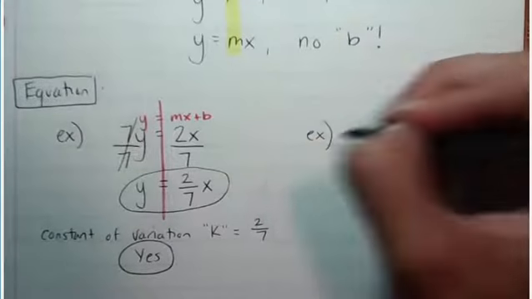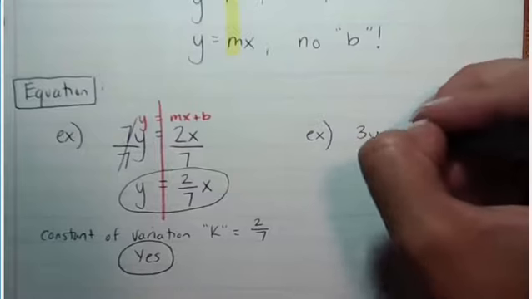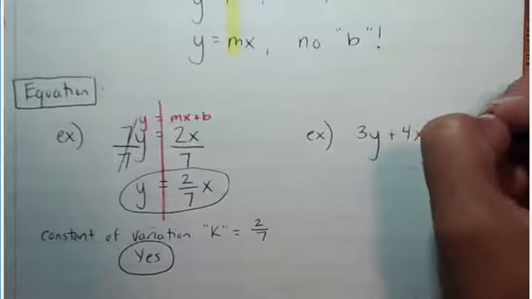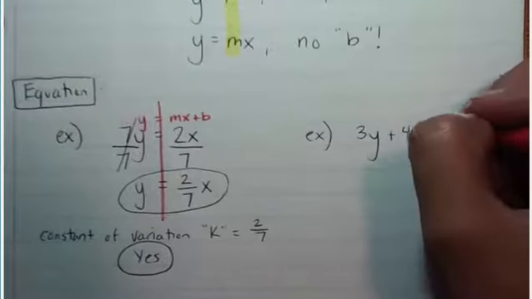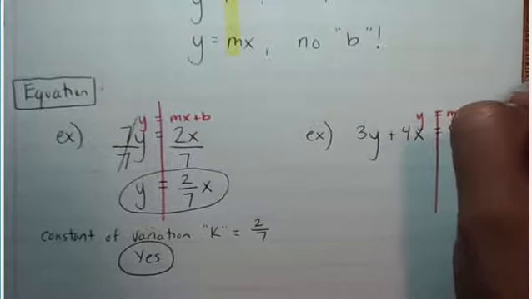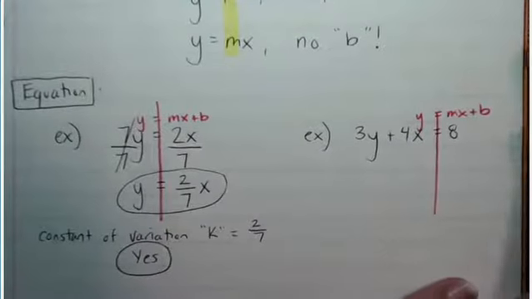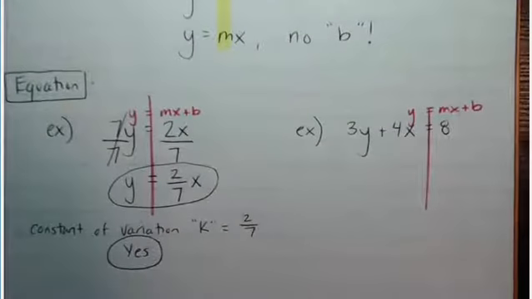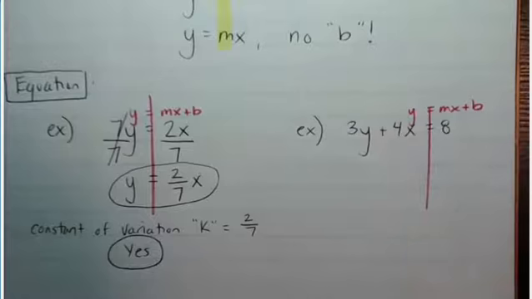Okay, try this one now. Try 3y plus 4x equals 8. Again, we want to get this to y equals mx plus b to determine if it's proportional or a direct variation. So the first thing I'm going to move is probably this x.